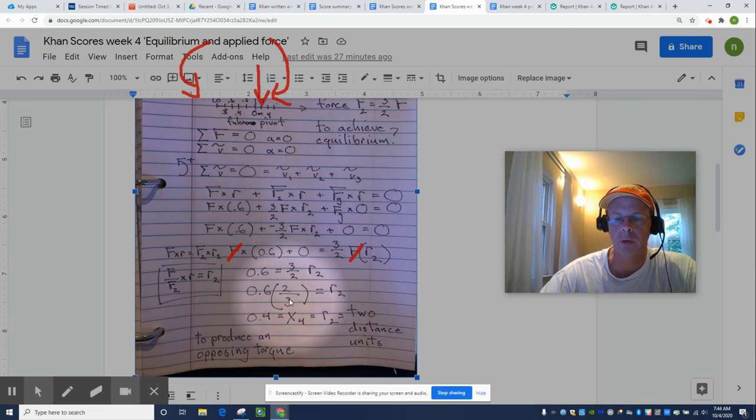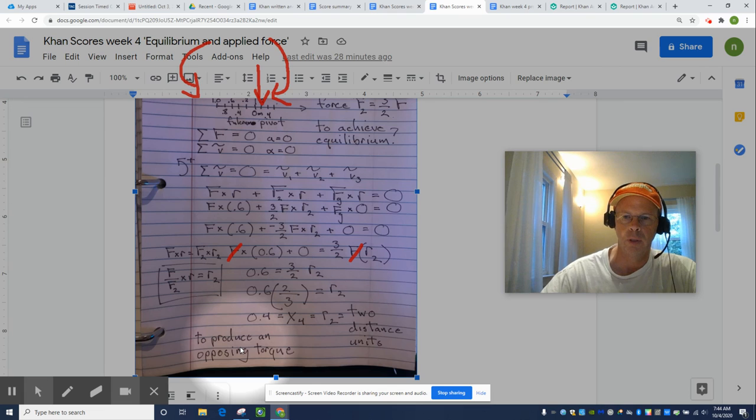2/3 of the original lever arm is 0.4, or 2 of those little tick marks, 2 distance units to produce an opposing torque.